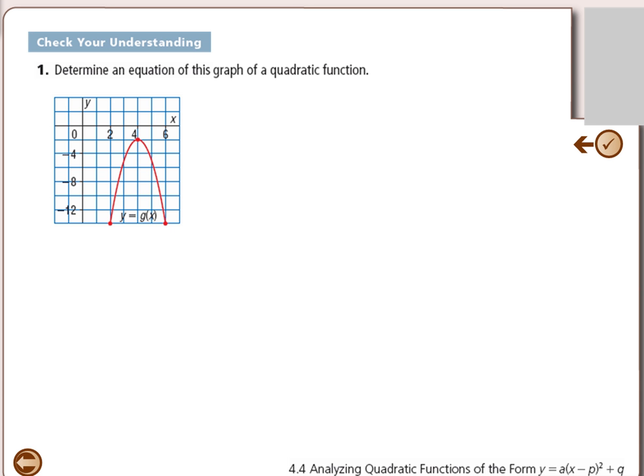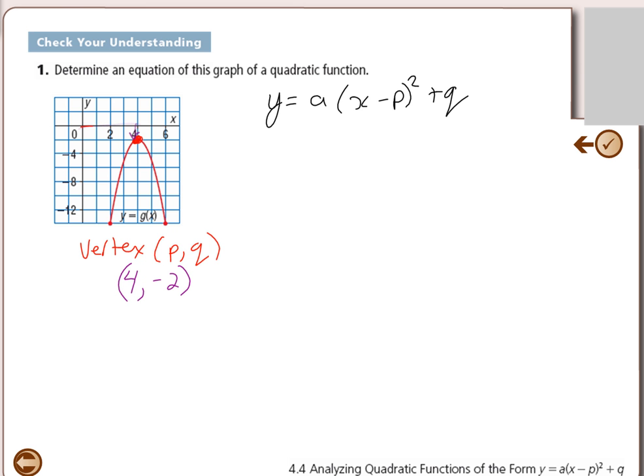All right, so this question now, number 1, determine the equation of the graph. Very important type of question. So we're going to start, we see, oh, it's a parabola. We're going to start with our vertex form: y equals a(x minus p) squared plus q. Now we've got to identify a, p, and q. P and q are the easy ones to start with. So our vertex is (p, q). Let's identify our vertex. Oh, right there. It's (4, negative 2). That means p is equal to 4, q is equal to negative 2.